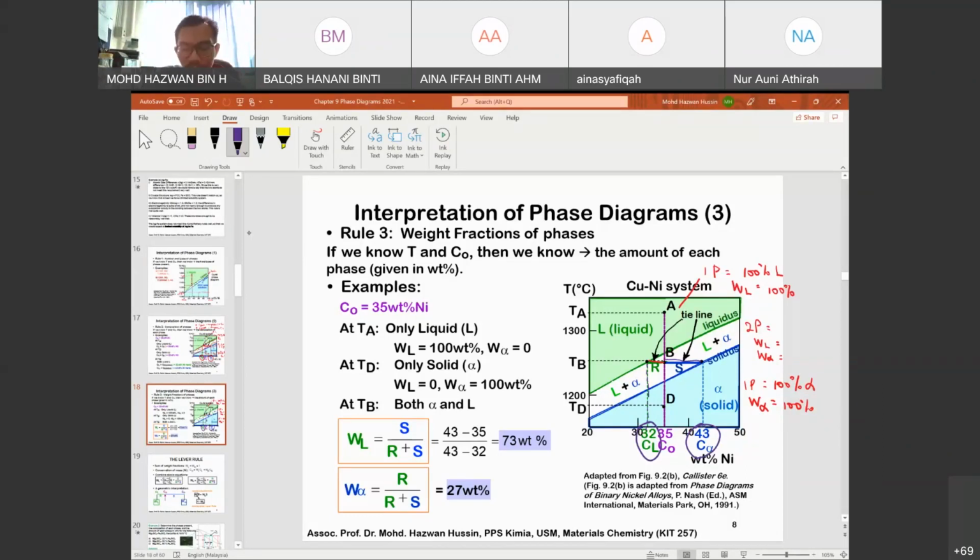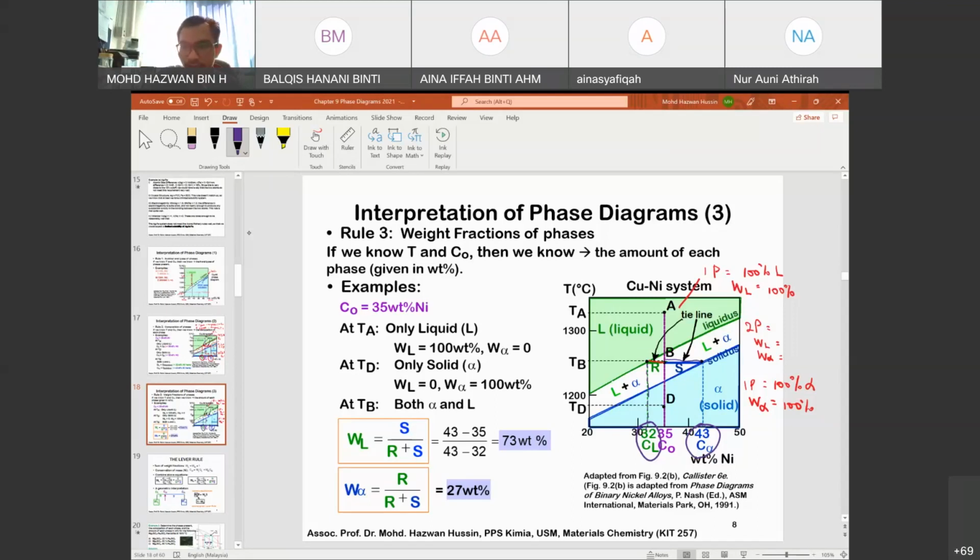So if you ask me why it is R, actually it doesn't matter. Put elephant also no problem. If you want to put banana, any symbol also no problem. It's just actually to differentiate the fraction. So you have, for example, R line over here, and another half is actually S line. R line is actually from C naught that touches the liquidus line, and S line is actually from C naught to the solidus line.